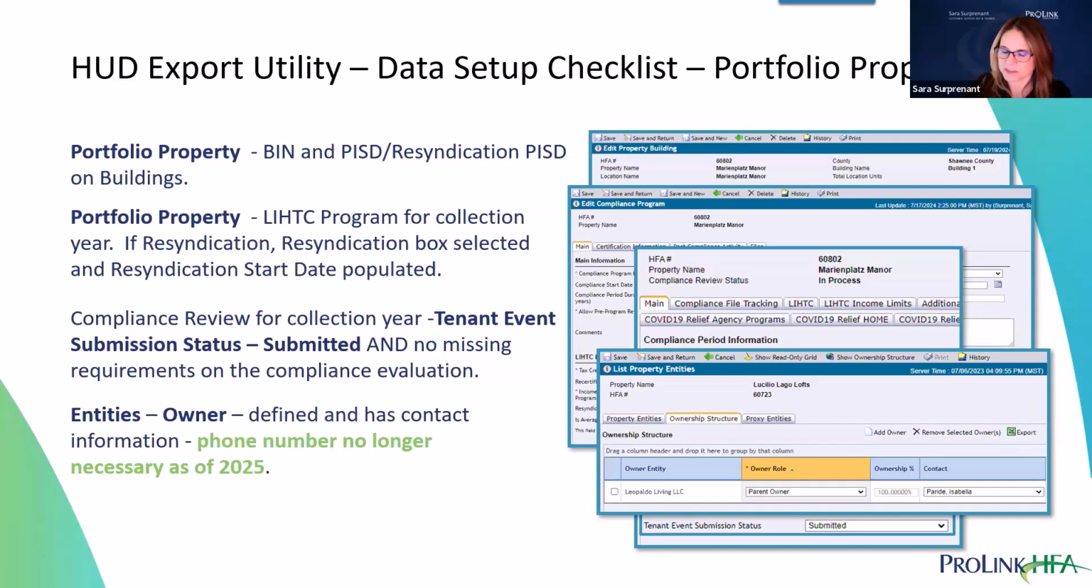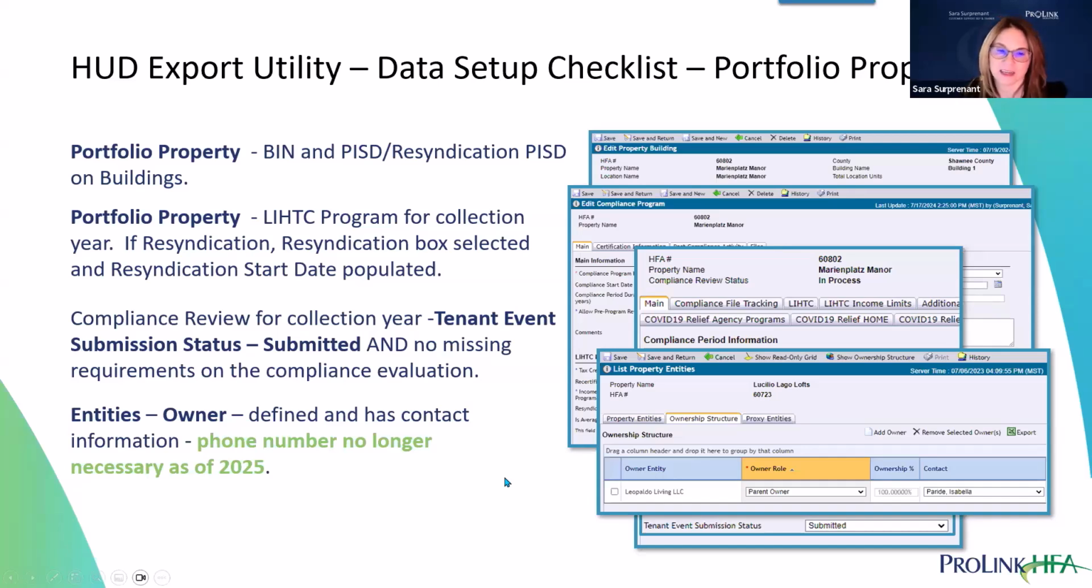And the missing requirements are things like you don't have a county on this building. Most of your missing requirements should get taken care of during the owner, agent, tenant import validation process. But sometimes if you have a property out there that you forgot about, that might trip you up and it might show up in your missing data.